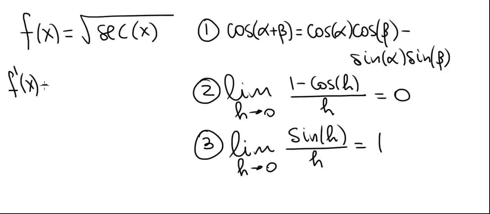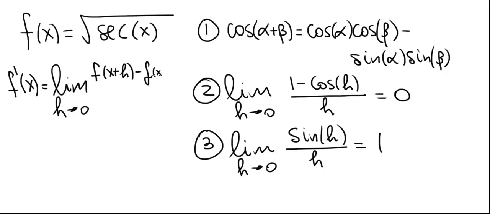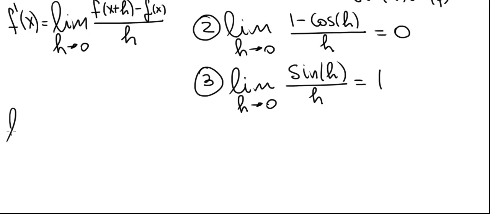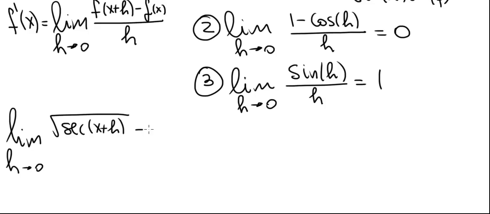f prime of x is defined as the limit as h goes to 0 of f of x plus h minus f of x divided by h. So in our case, where f of x is the square root of secant of x, this becomes the limit as h goes to 0 of the square root of secant of x plus h minus the square root of secant of x divided by h.